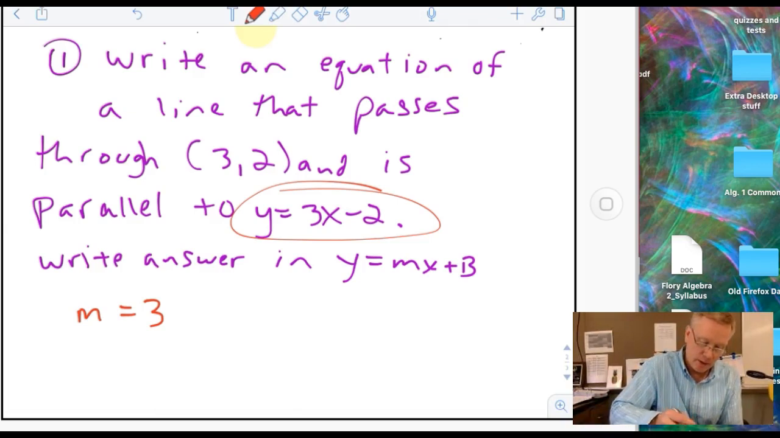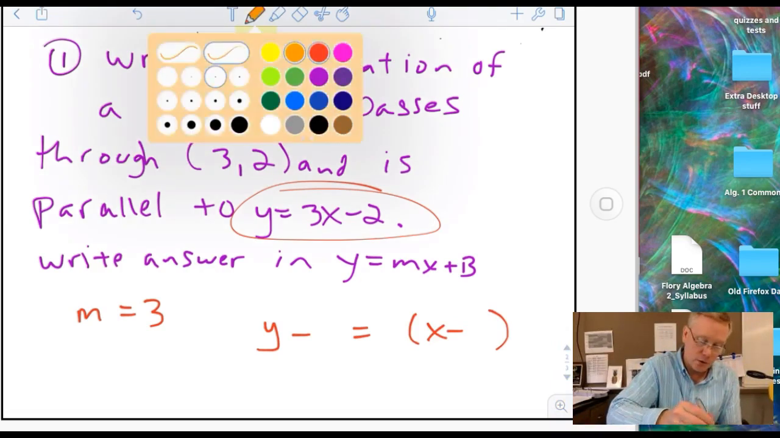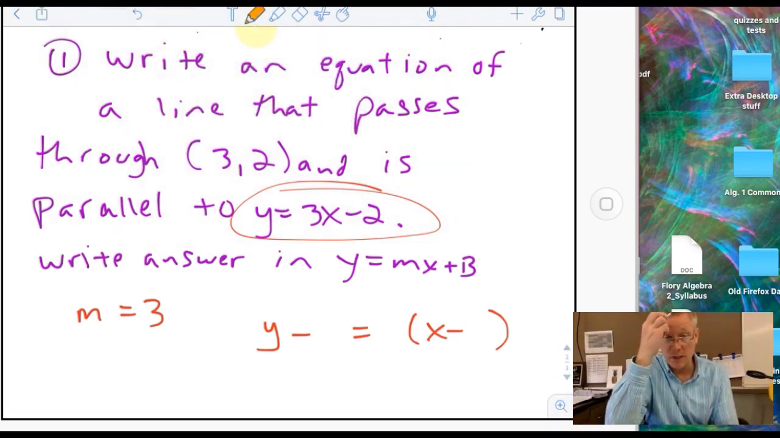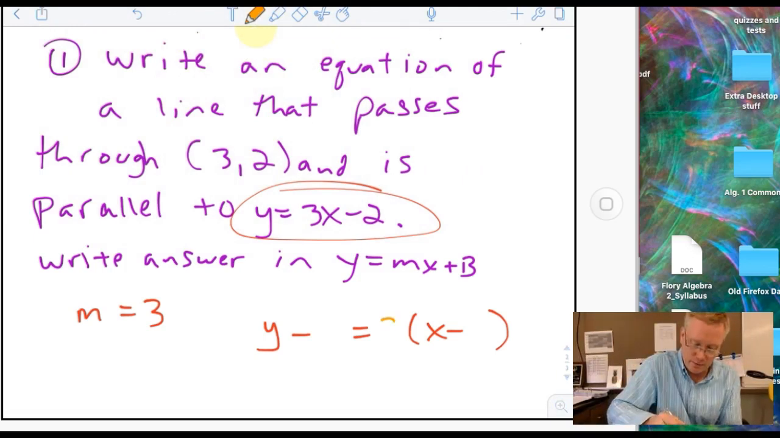Now they want this point here, so I'm going to use the y minus y1 equals m times x minus x1 formula here, which is an equation for a line. I'm going to plug in the 3 in the front.